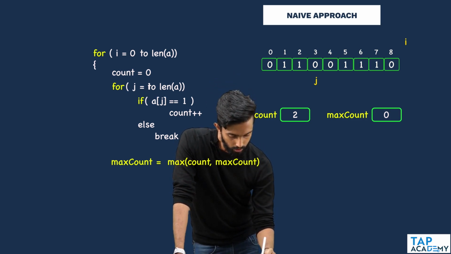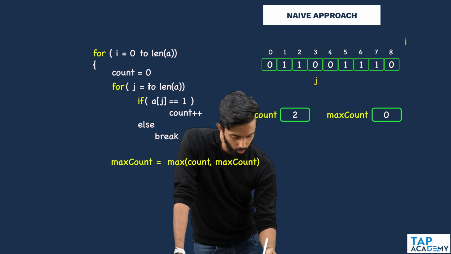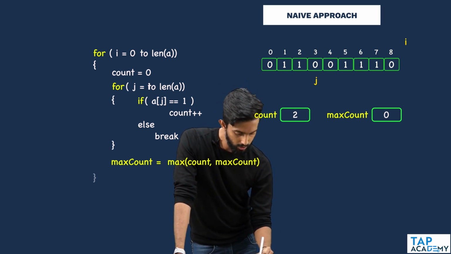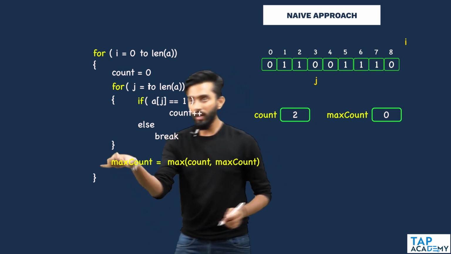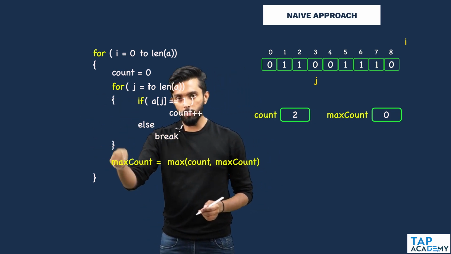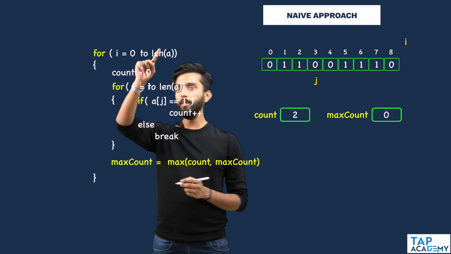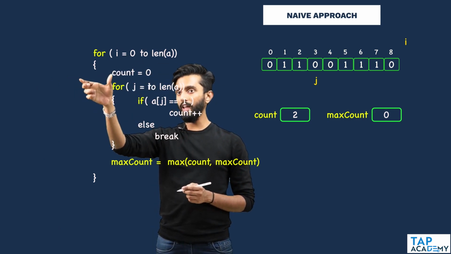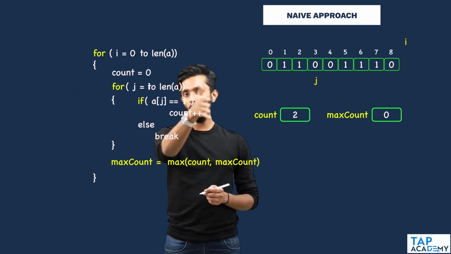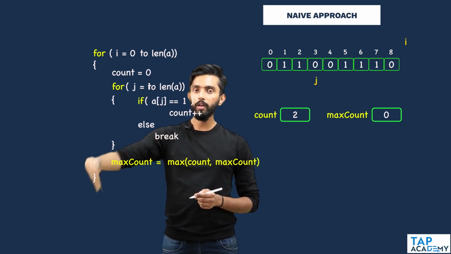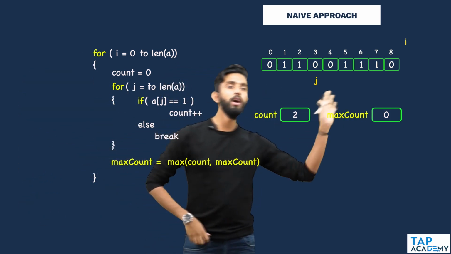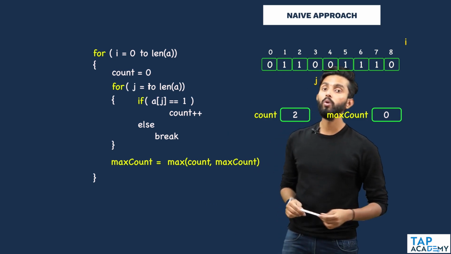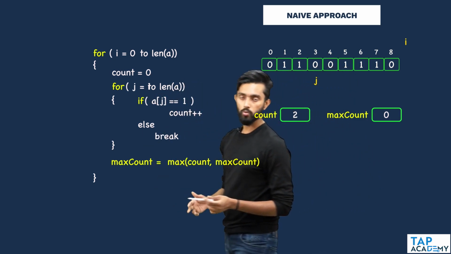That's it. So this is your j loop. I'm just putting brackets so that you understand. And this is your i loop. Then once the j loop finishes or breaks, you update max count, and i moves forward. If i moves forward, again reset count to 0. j will tell you how many ones there are and it will update max count, and this process keeps repeating. I hope you guys understood how this works.